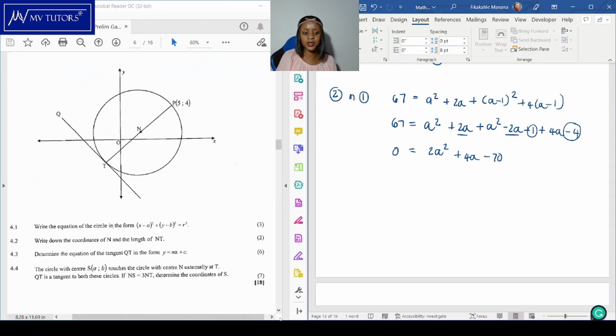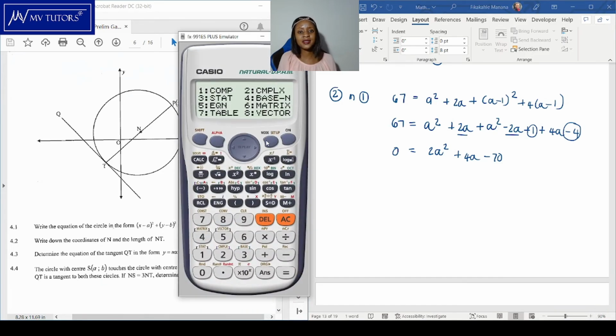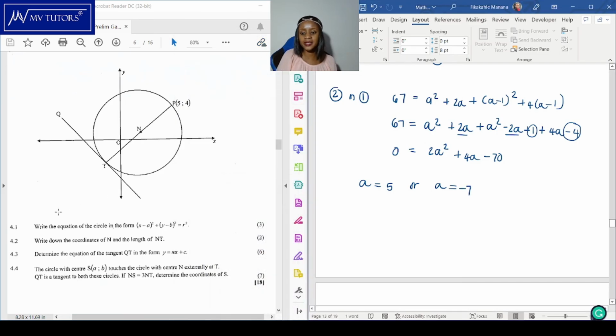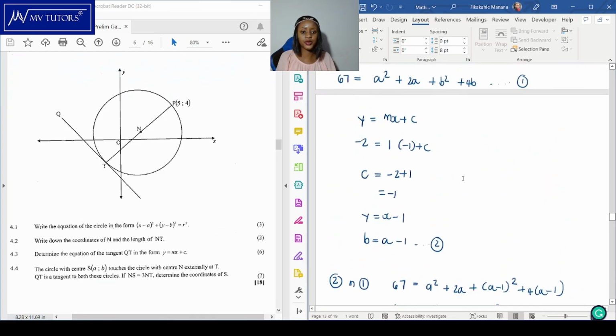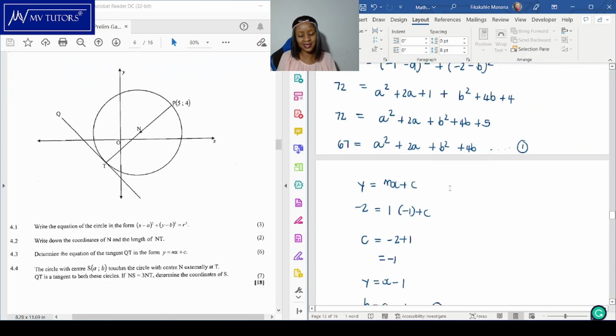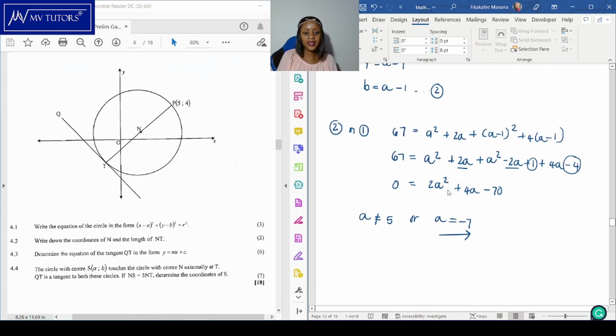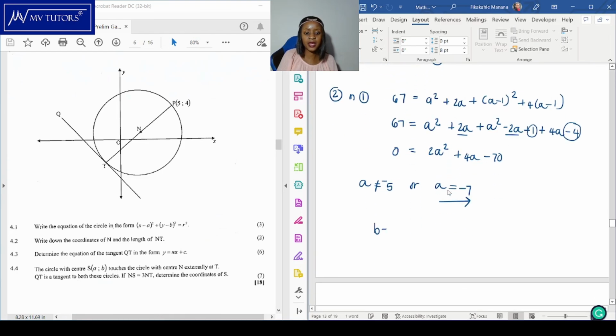Let's just say you use the quadratic formula. I'm going to use this very smart calculator because of time, and then I'm just going to substitute the values so that I can get what a is. So a can be equal to 5, or a can be equal to negative 7. Looking at where S is, somewhere over here, the way we drew it, we know that S has to be negative, the a value, that is, or the x value. So it can't be equal to 5. It's going to be equal to negative 7. And then we know that b is equal to a minus 1.